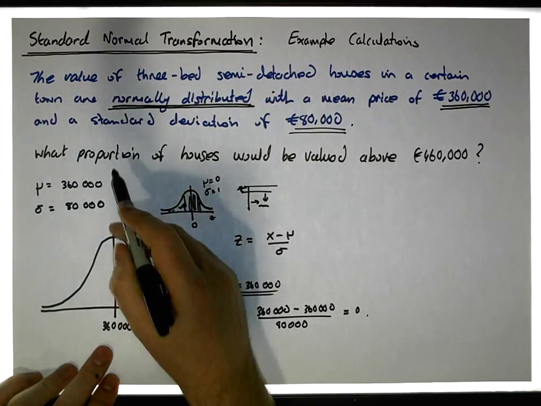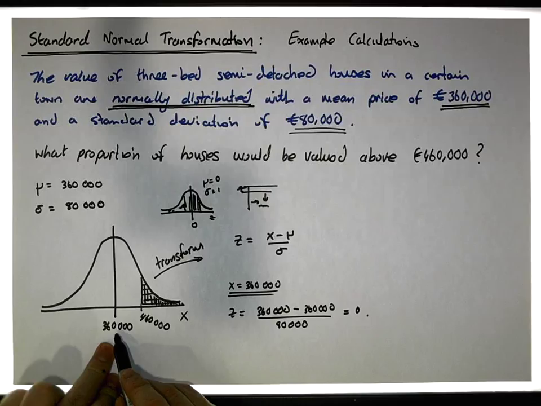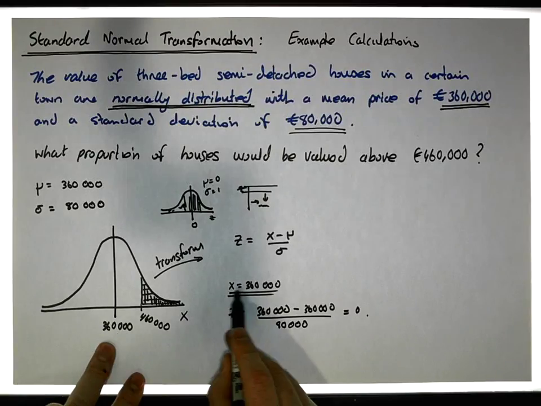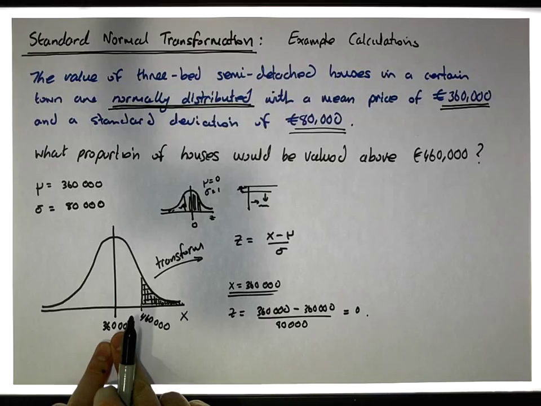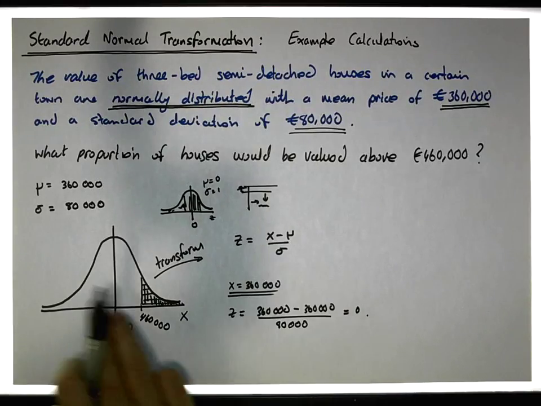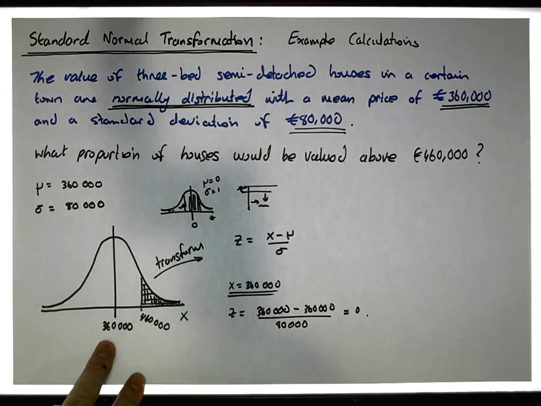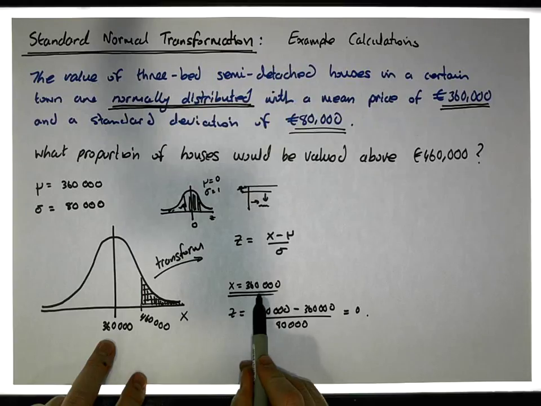And we know that the center point of our distribution is always going to get transformed to a z-score that's 0, because it gets shifted. This transformation shifts this curve down over 0. So that's where x equal to 360,000 goes to.